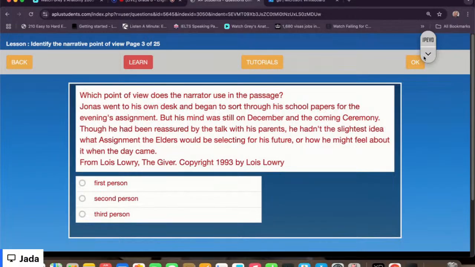Jonas went to his own desk and began to sort through his school papers for the evening's assignment, but his mind was still on December and the coming ceremony. Though he had been reassured by the talk with his parents, he hadn't the slightest idea what assignment the elders would be selecting for his future, or how he might feel about it when the day came. First, second, or third?